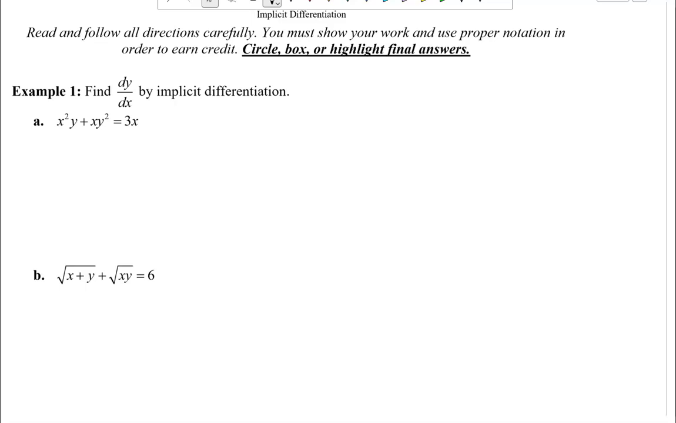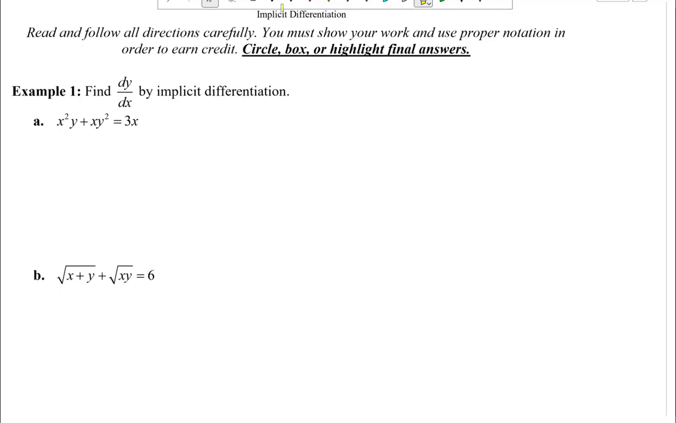In this video, we'll be working on implicit differentiation. Let's jump right into example one and explain what's going on with respect to that first example. We're being asked to find dy/dx by implicit differentiation. Part A: x squared y plus x y squared equals 3x.